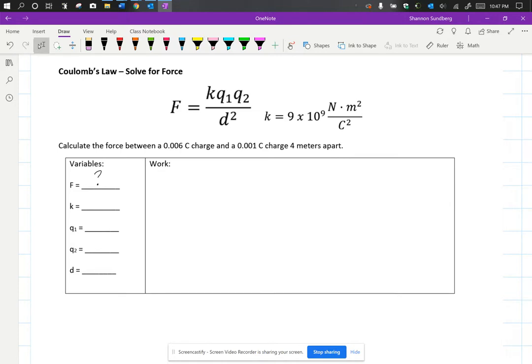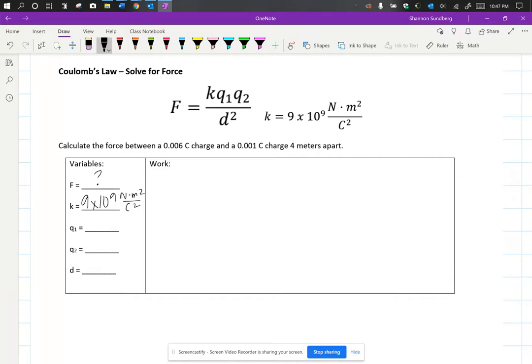Okay, so I've got my question mark there by force. My K value, that's something you're never going to have to memorize. It'll be given to you on your quizzes and exams. So I'm going to write it in here. It's 9 times 10 to the 9th newtons times meters squared over a Coulomb squared.